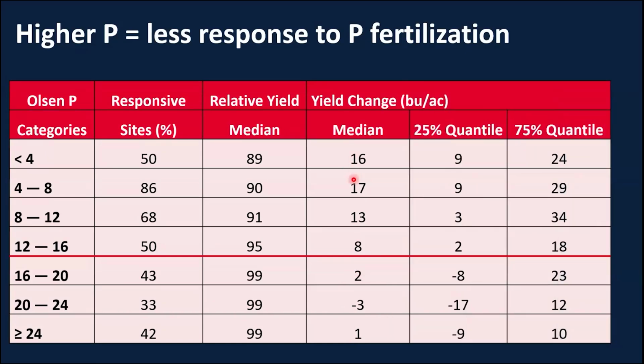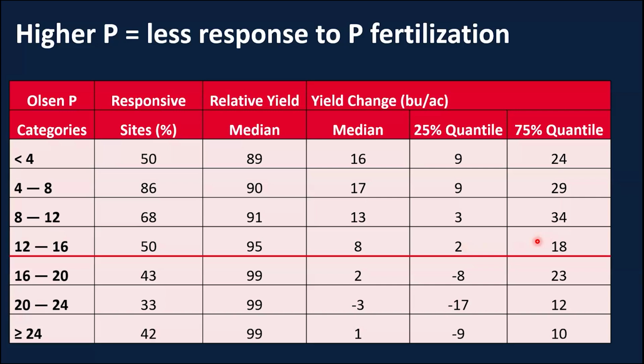Now let's look at some differences. This is what we call the 25% to 75% quantile, so it's the middle 50% of the data. We get rid of some of the extremes by looking at this. In the low soil test categories, we see a change in yield between 9 and 24, 9 and 29, 3 to 4, and for the 8 to 12 and 12 to 16 parts per million ranges, 2 to 18.